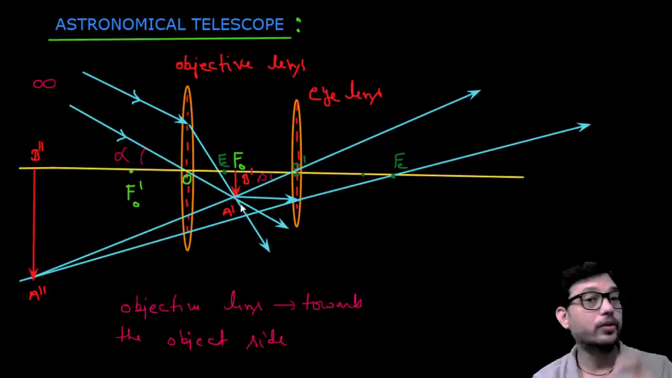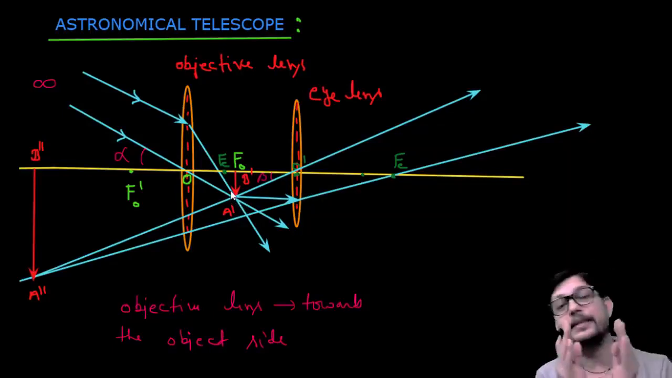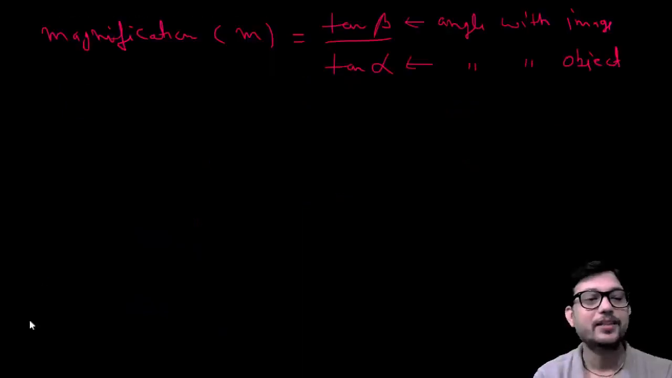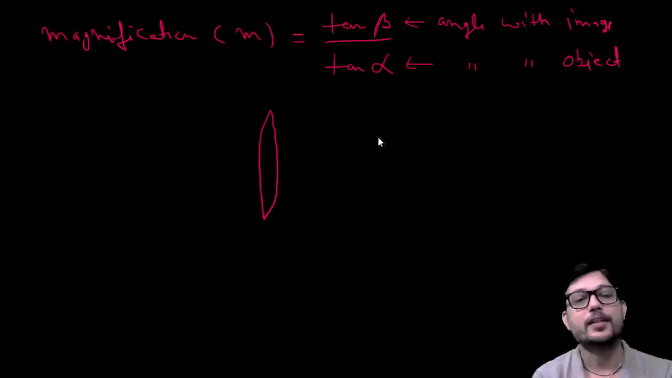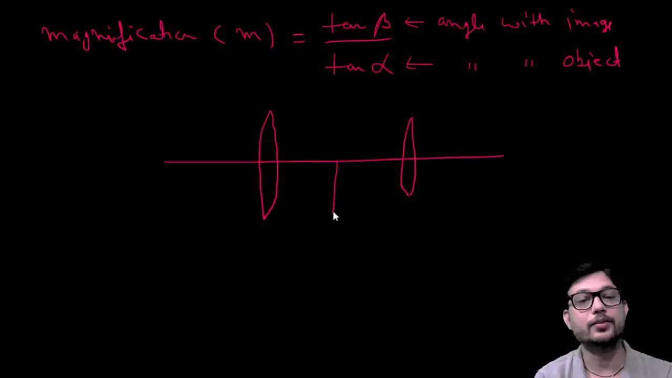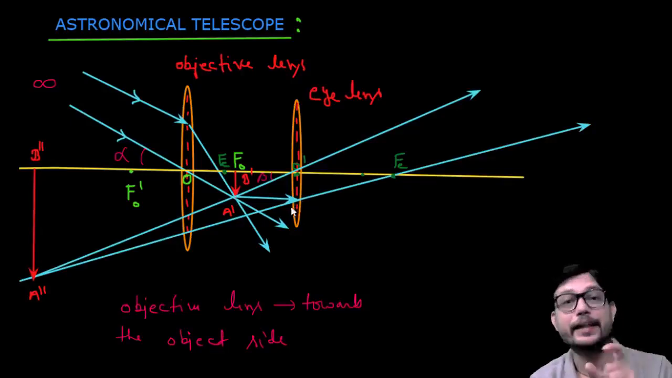Now we will focus on the two lenses and the intermediate image here. Then what will we get? Let this be your rough diagram. Okay, this is your one lens, this is your another lens, this is your principal axis, and this is the intermediate image A dash B dash. This point is your O, and this point is your O dash. You can see clearly in this diagram.